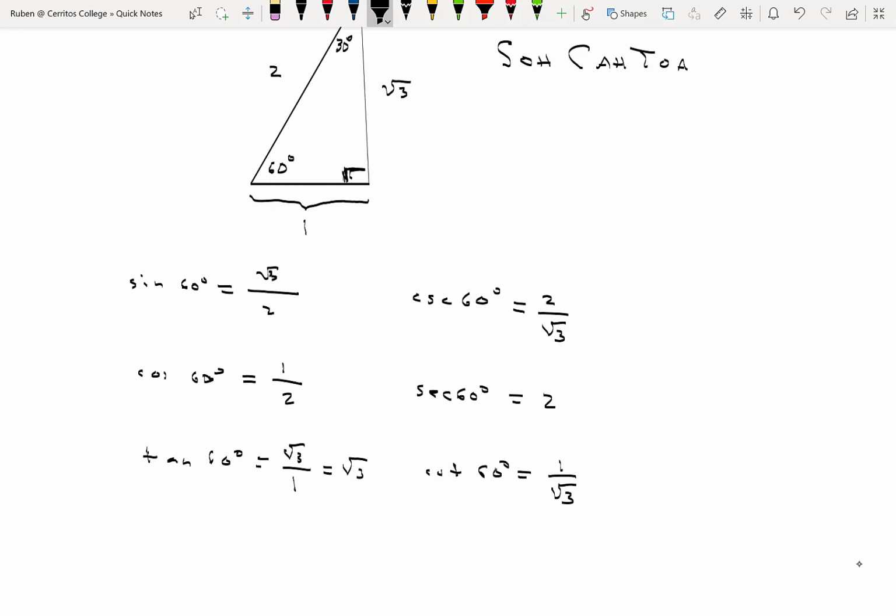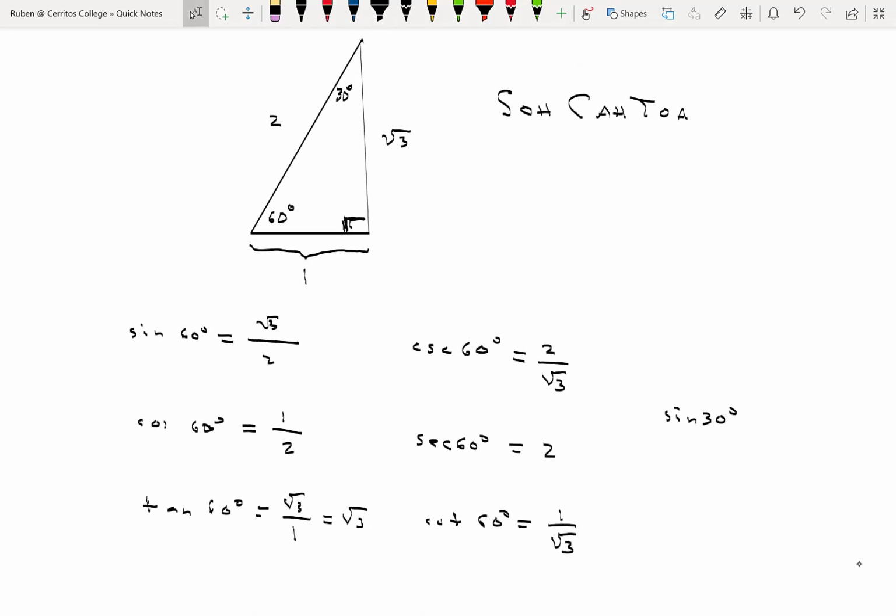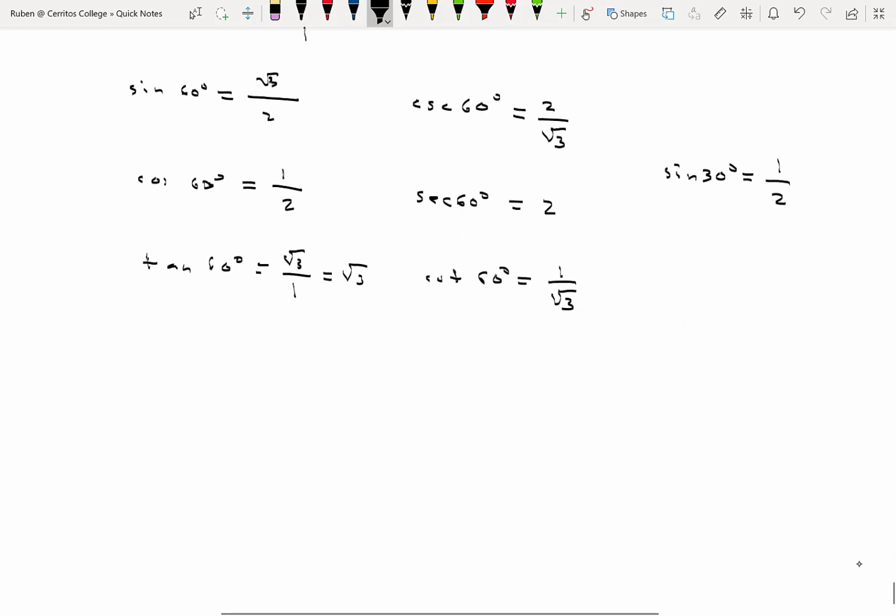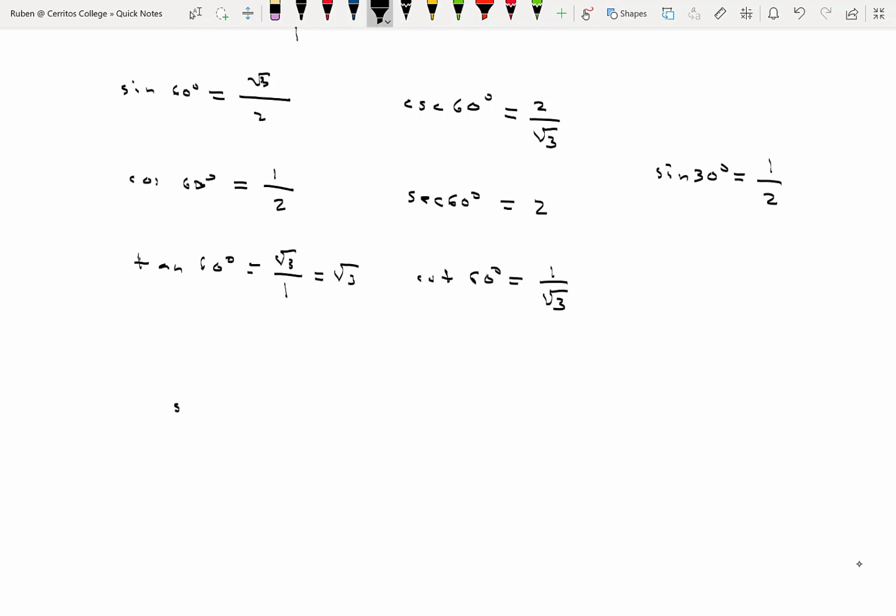Okay. We could have done the same thing with 30 degrees. I'll just do one of the trig functions. Let's say the sine of 30 degrees is opposite 30, which is 1, over the hypotenuse, which is 2. So while I'm doing that, how else could I have done the sine of 30? Just kind of a reminder.